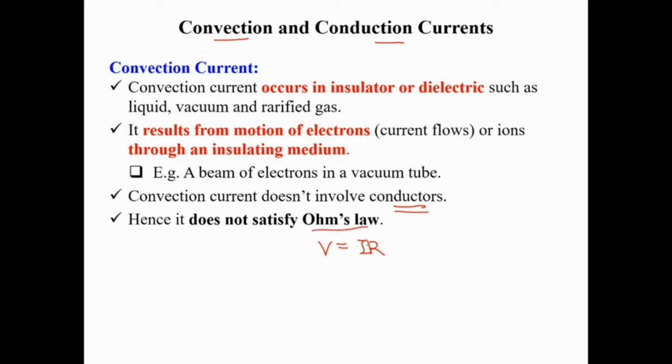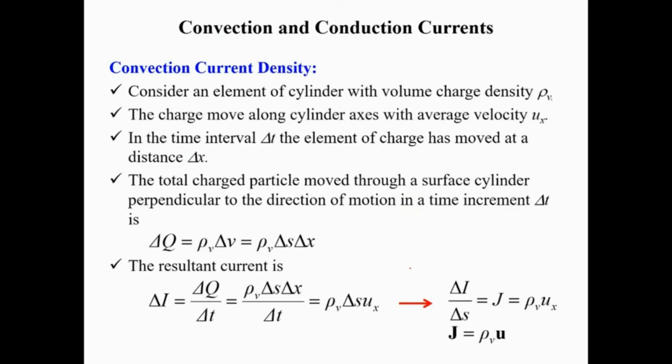For example, you're placing the convection current here, and try to find out what is the resistance of the vacuum or gas, then you say the voltage is blah blah blah. No. Because it does not satisfy Ohm's law. Okay, so what is convection current density?